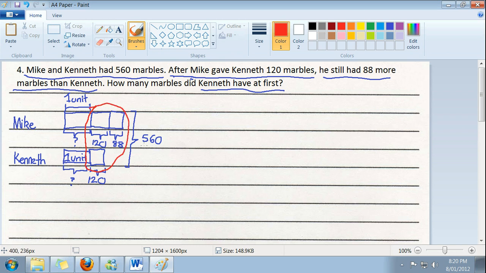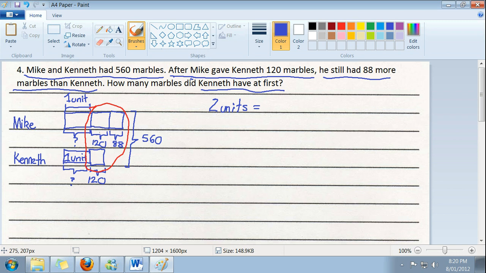We need to subtract 560 from this, and this. And that will leave us with these 2 units by themselves. Okay, why is it 2 units? Well, 1 unit plus 1 unit is 2 units. Okay, let me change the color back to blue. So I'll write here 2 units is equal to.